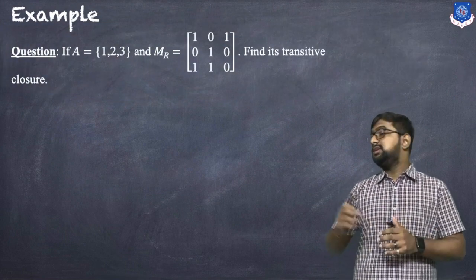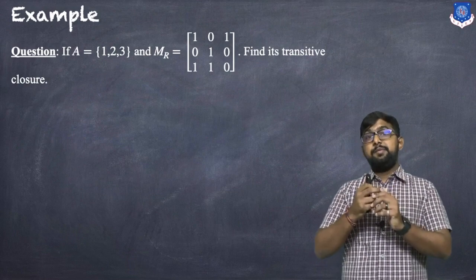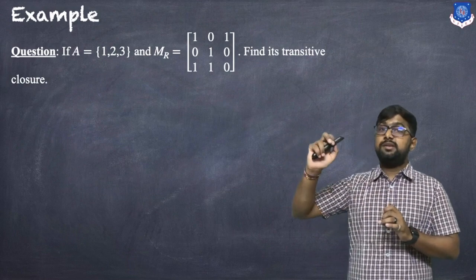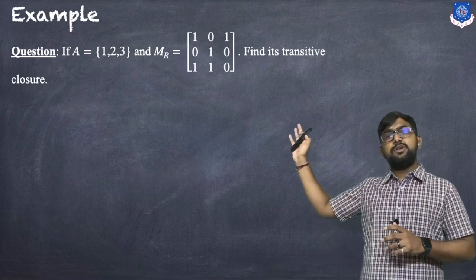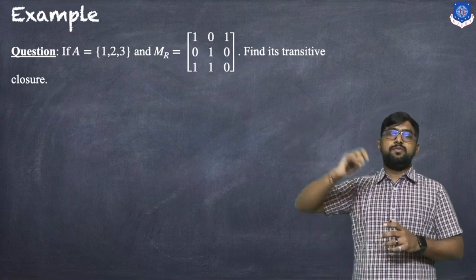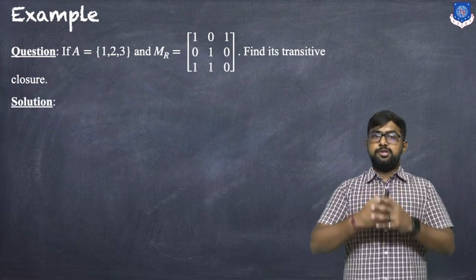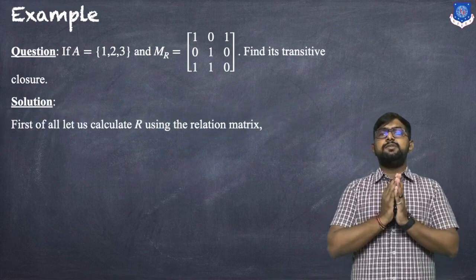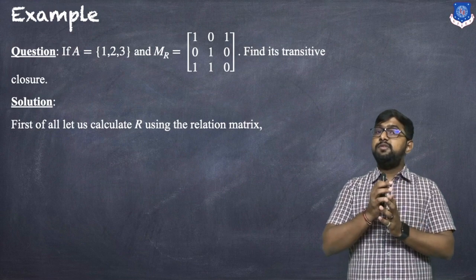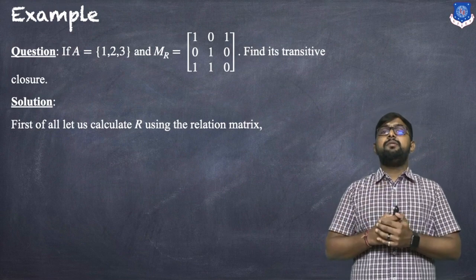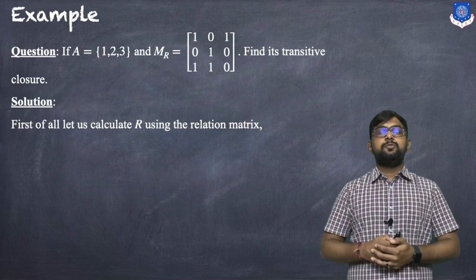The question is: if A equals {1, 2, 3} and MR is the matrix of relation, or in short the relation matrix, given as 1, 0, 1; 0, 1, 0; and 1, 1, 0, find its transitive closure. Now the solution. First of all, let us calculate R using the relation matrix. Here we have been given the relation matrix, so using that we will write the relation and then proceed further.